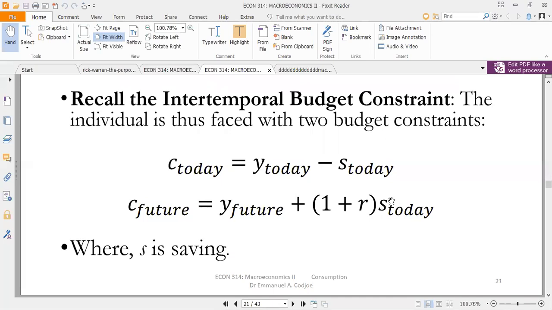Now, this is S, right? This is savings. From the first period, savings will be equal to income minus consumption. If you make savings here, savings will be equal to Y today minus C today. So we can substitute this S for Y minus C. Please, are we following?